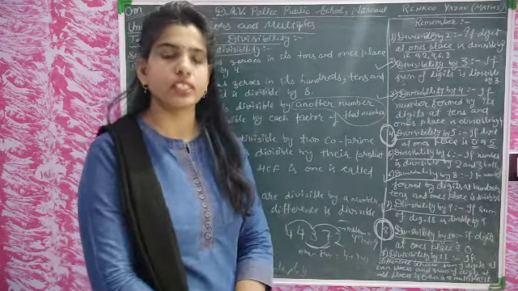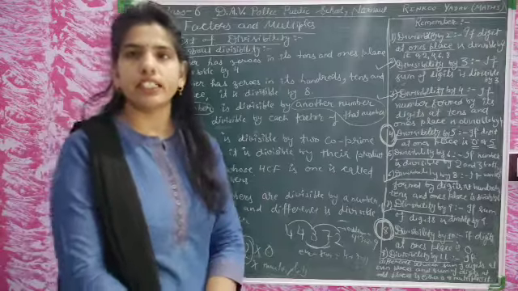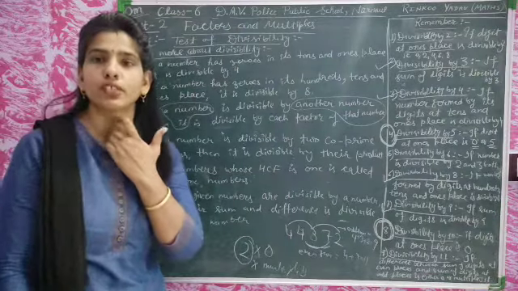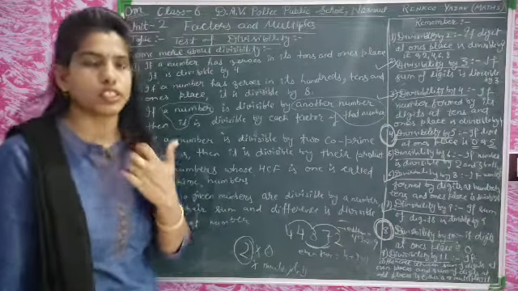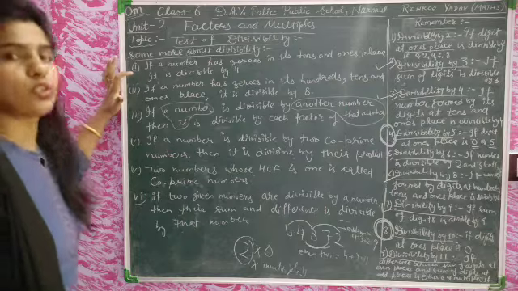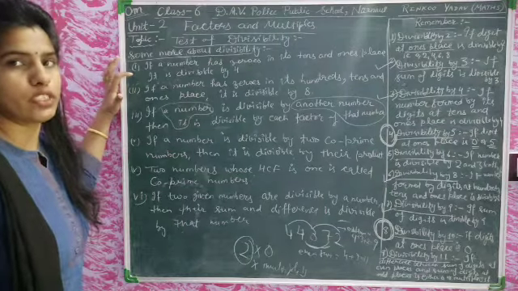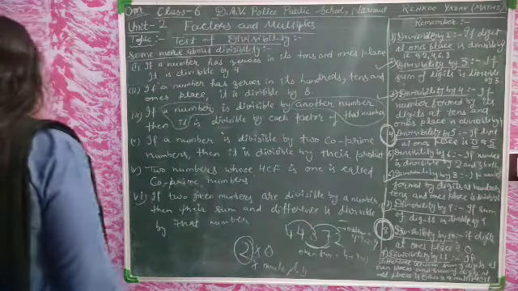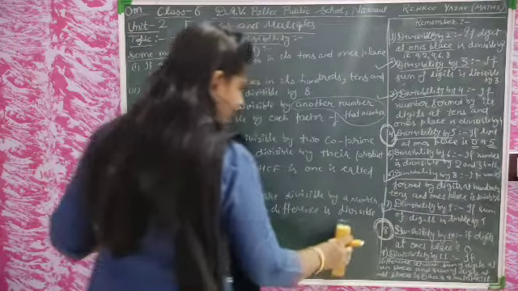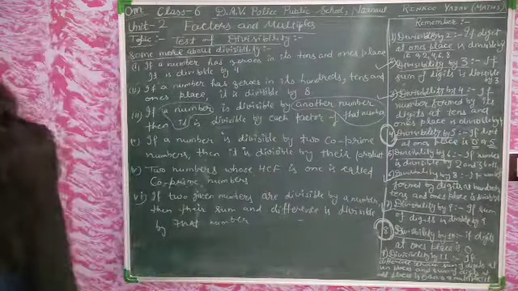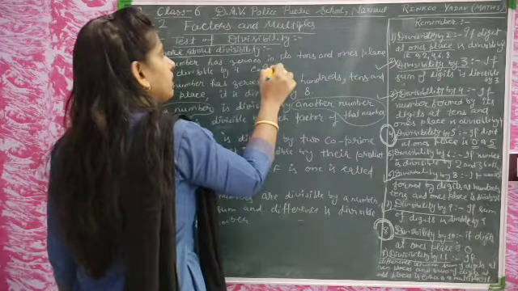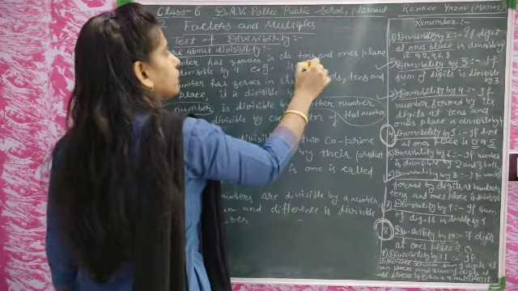Is it clear, students? Now we are taking some other test of divisibility rules, which you have to remember yourself. First, if a number has zeros in its tens and ones place, that is 0, 0, for example, 4, 4, 0, 0.